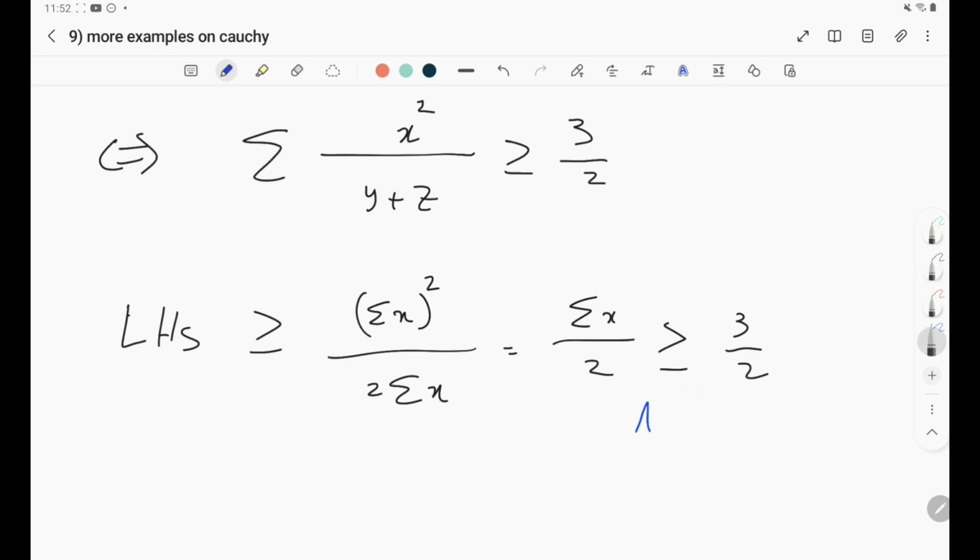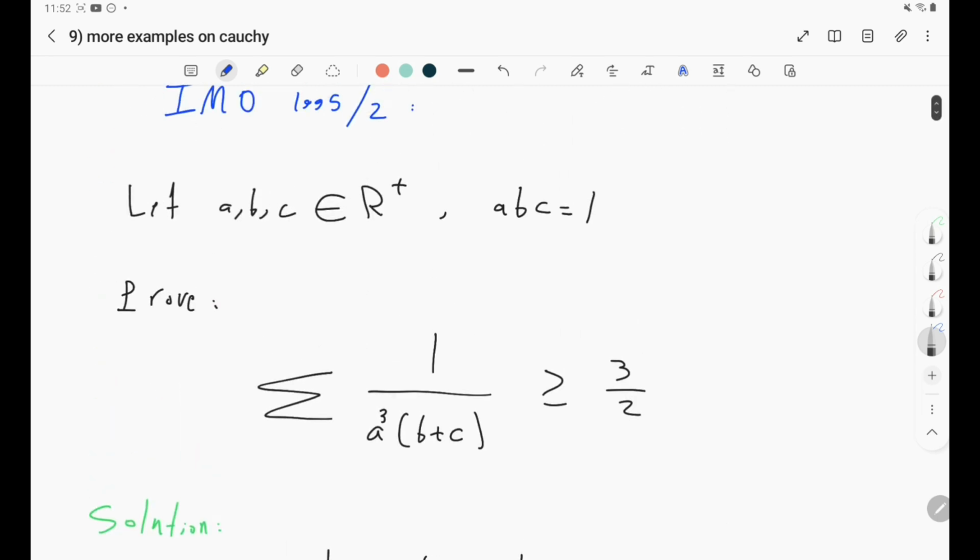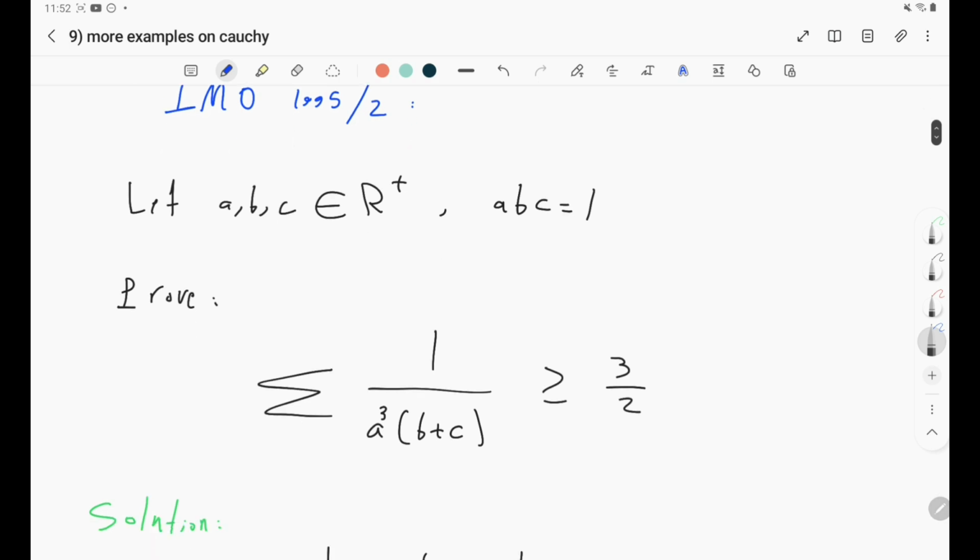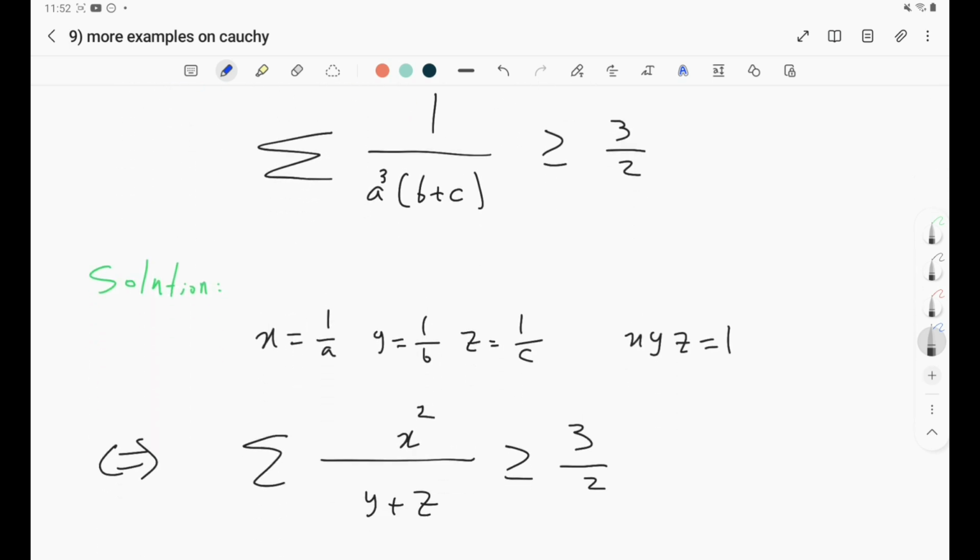So this is true by AM-GM because you know that xyz is 1. That means sigma x is automatically greater than or equal to 3. Beginner stuff. And this thing, of course, we apply T2 here. So that's it. This IMO question is really not difficult at all. The whole idea was this trick.